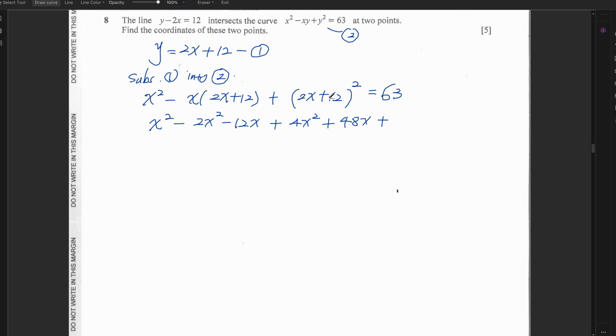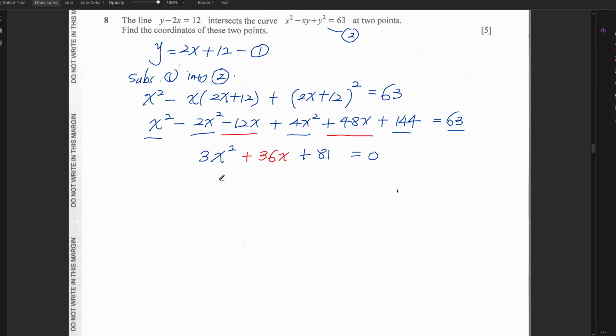X plus 12 squared is 144, equals to 63. So x squared minus 1 plus 4, 3x squared, and minus 12x plus 48x. So we have plus 36x, and then plus 144 minus 63. We have plus 81 equals to 0.